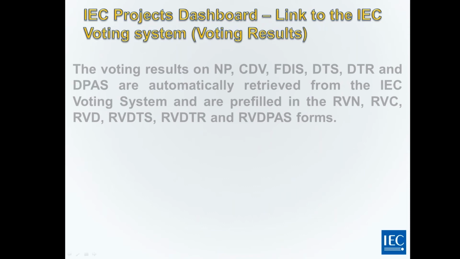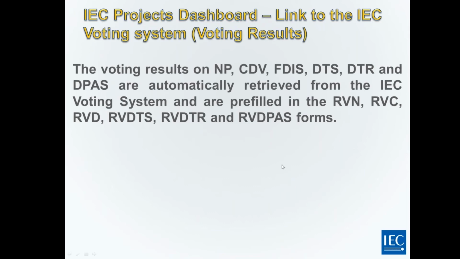The link to the IEC voting system. So the voting results on NP, CDV, FDIS, DTS, and DTR are automatically retrieved from the IEC voting system and will be pre-filled on the forms of result of voting. So I won't list all of them.